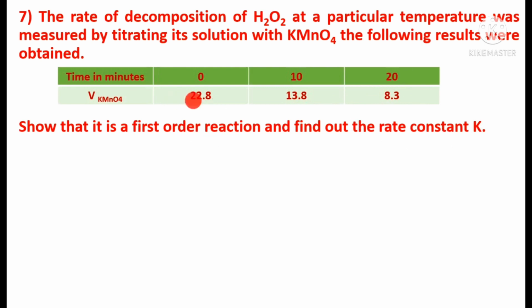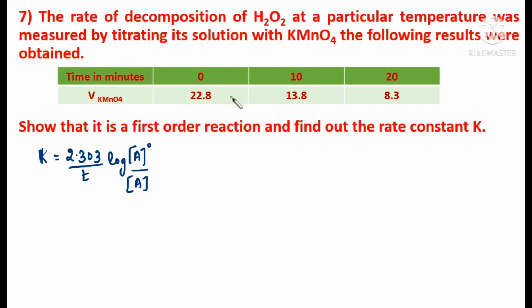Okay, see, using this data you are supposed to find out whether this reaction is a first order reaction, and you are asked to find out the rate constant value also. So first let me write the formula for the rate constant for the first order reaction. K is equal to 2.303 by T log of the initial concentration A0 divided by the concentration at the different time interval.